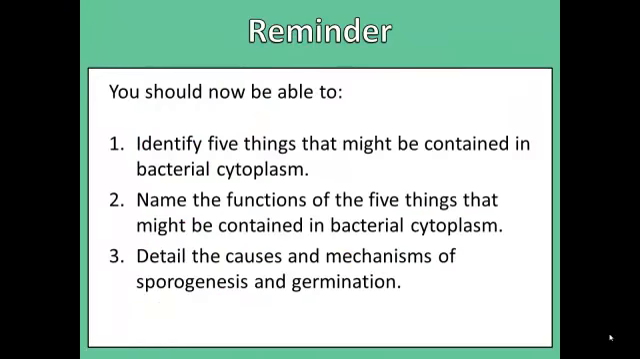Well, that's it for this topic. You should now be able to identify 5 things that might be contained in bacterial cytoplasm, name the functions of the 5 things that might be contained in bacterial cytoplasm, and detail the causes and mechanisms of sporogenesis and germination.